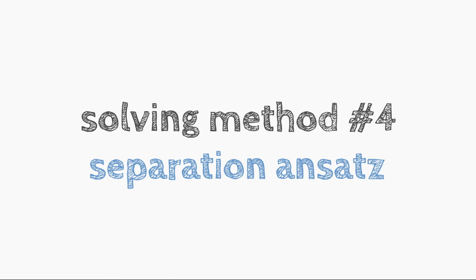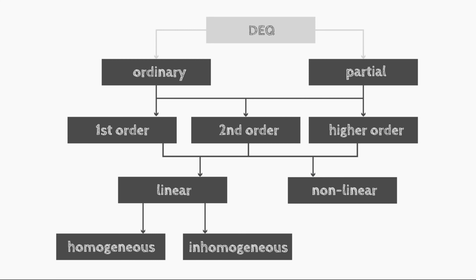Solving method number 4: Separation Ansatz. This is sometimes called the product ansatz, for reasons we will soon understand. This method is suitable for partial differential equations of arbitrary order. This solving method is only used to transform a partial differential equation into several ordinary differential equations and then to solve them with other methods. Let us illustrate this method directly with an example.